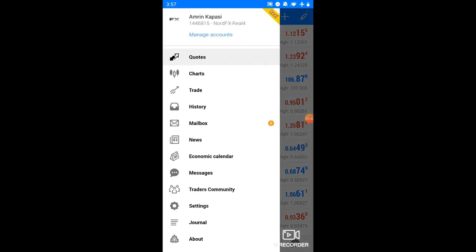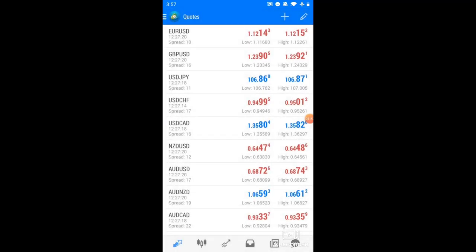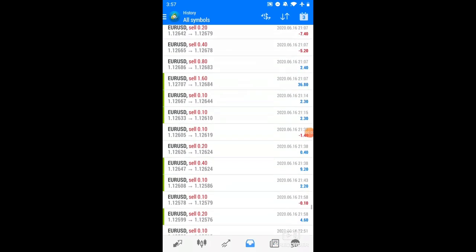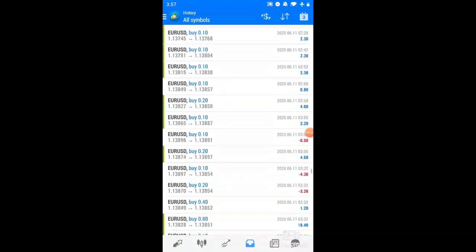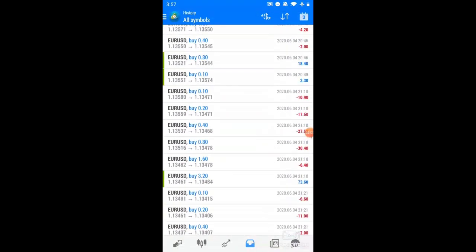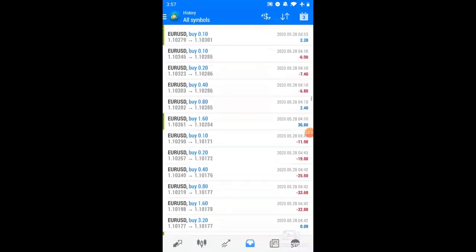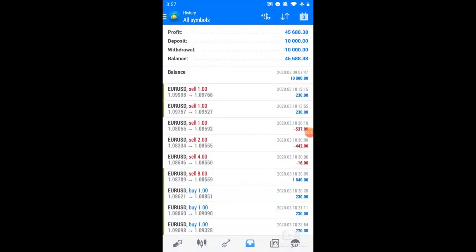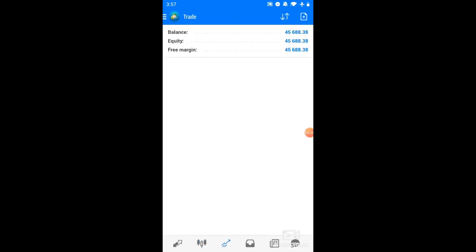I would just like to show you. Right now you can check. We'll again scroll up one more time. So I will show you the profit, loss and everything, and there are no trades open in this account. You can check the profit, deposit, withdrawal. Currently there are no trades in the account. You can see it's a 45,000 balance.